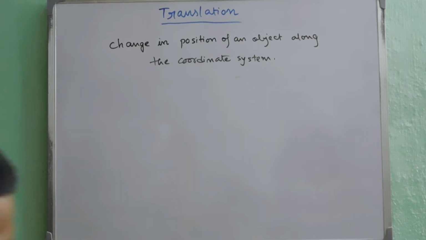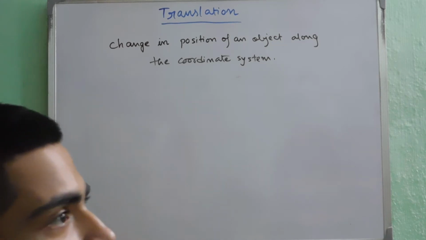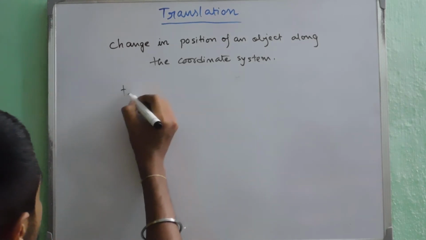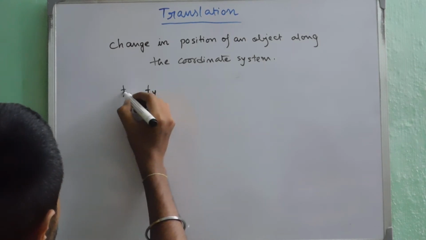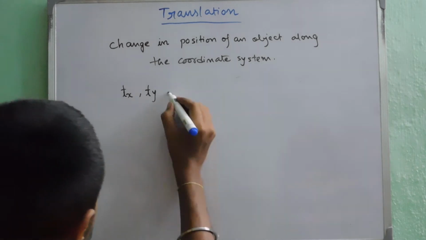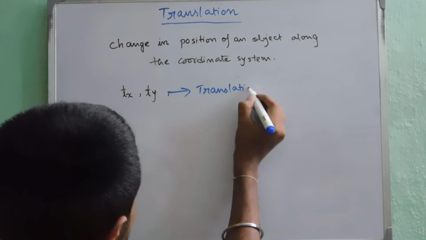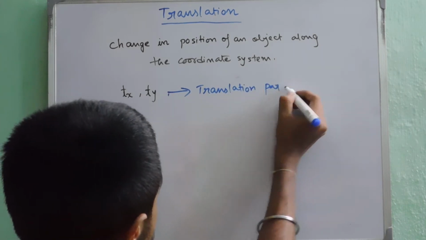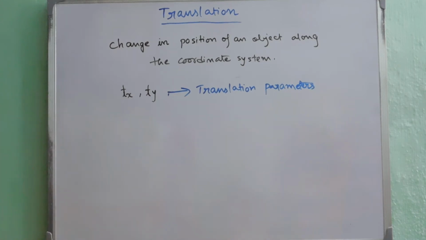Now, translation is done based on Tx and Ty. Okay, and these are known as translation parameters. So Tx and Ty are known as translation parameters.